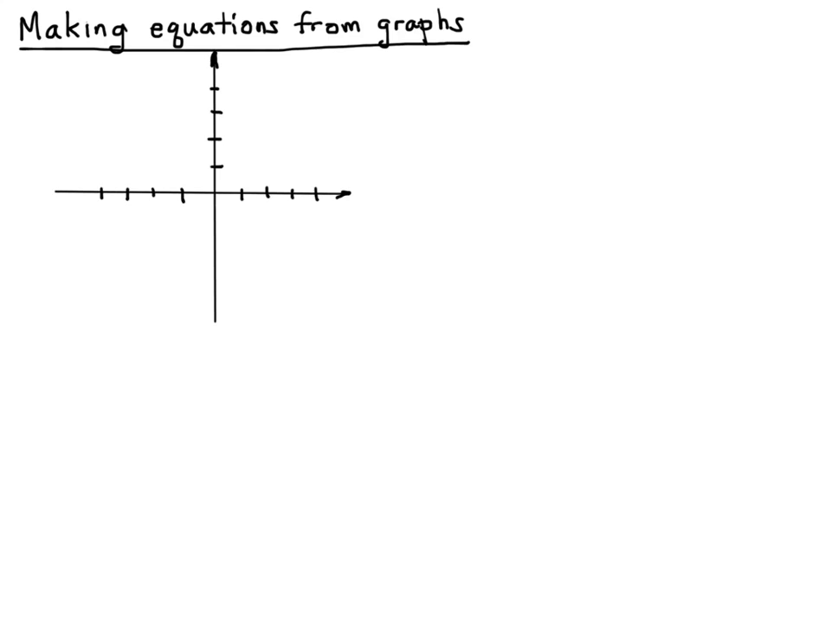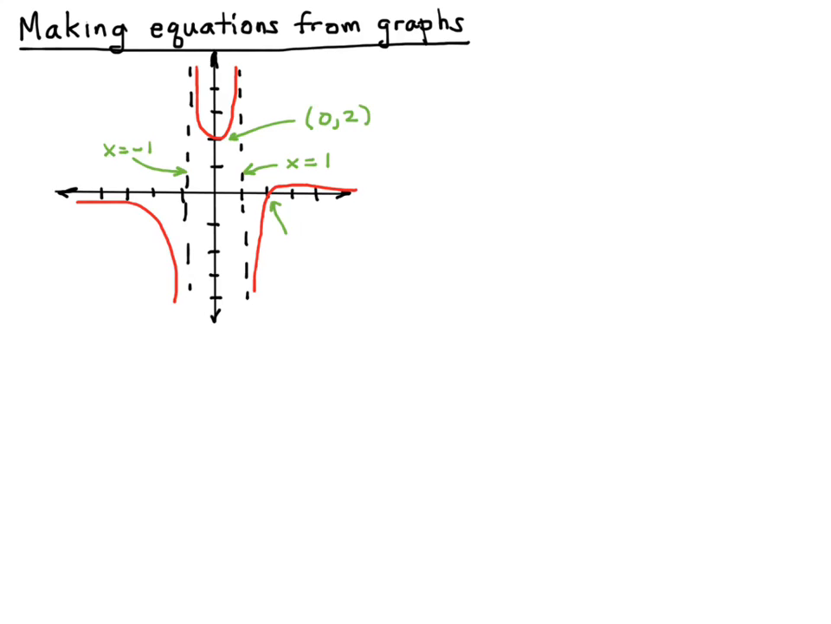Now we've got the other side of the coin, which is that we're going to make equations from graphs. So I'm going to draw a graph here, and we'll see what we can do in terms of getting its equation. So I'm going to label everything up. And so I have this graph. I have two vertical asymptotes, x equals 1 and x equals -1. I have a y-intercept at (0, 2), and I have an x-intercept at (2, 0).